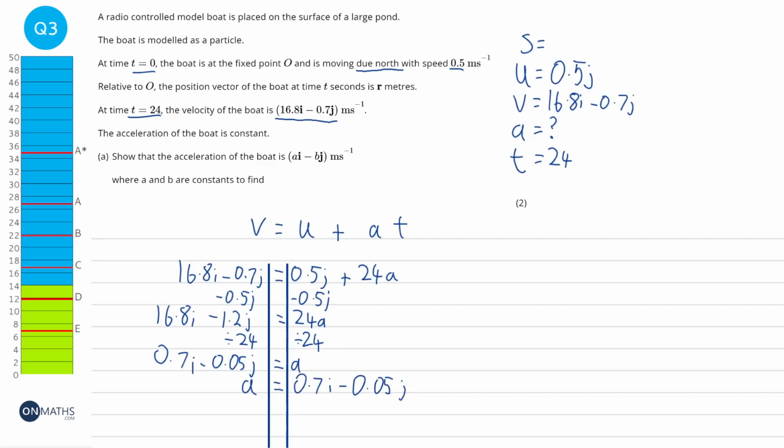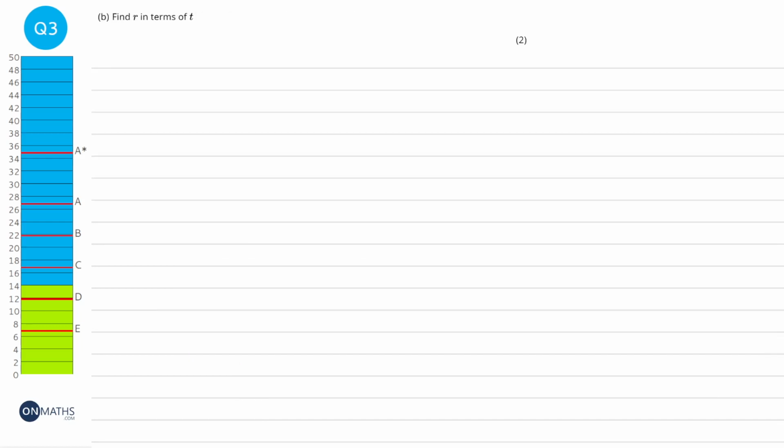So the value of the a we're looking for in the question is 0.7, and the b we're looking for is 0.05. As always, we're going to write our suvat and find out what we're looking for and what we have.